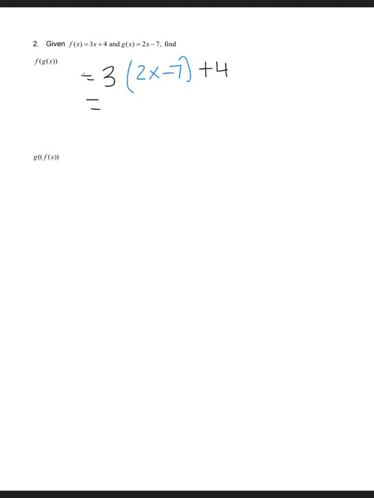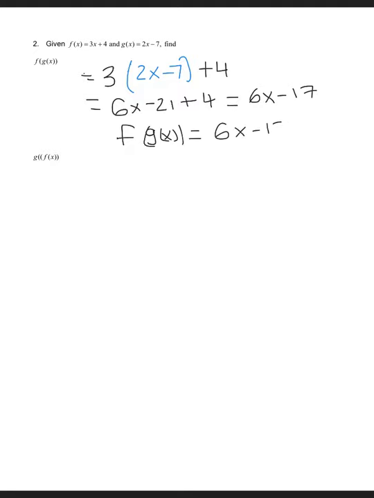So this becomes 6x minus 21 plus 4, which is equal to 6x minus 17. So I get f. It's good to keep writing this notation because it's new to you, so that you are going to remember it.